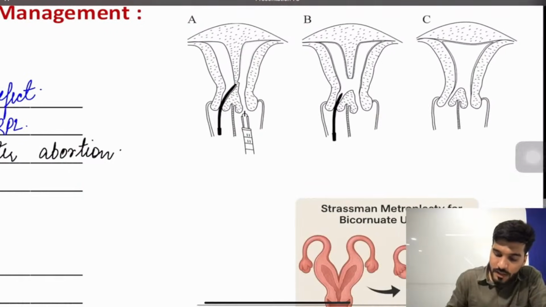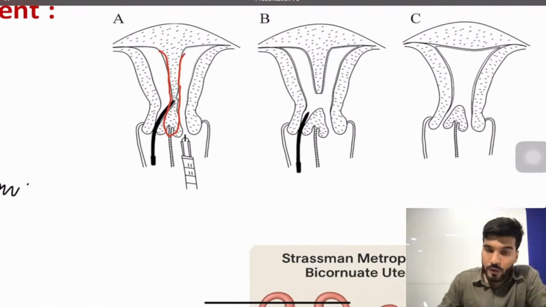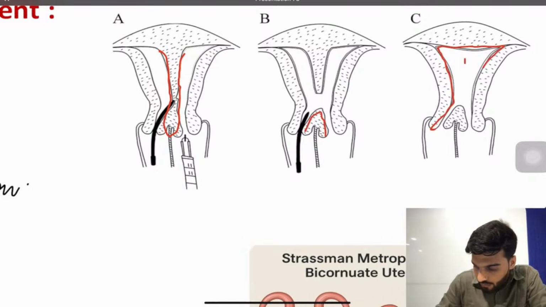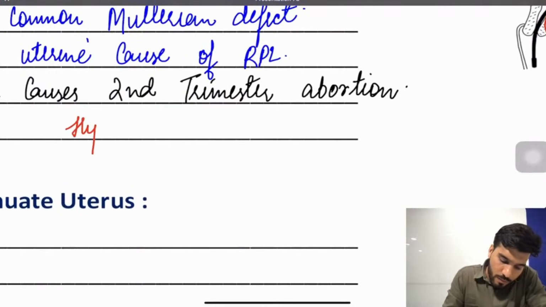What will be the management? Now look, it's a septate uterus. Okay, now what is the treatment? We go hysteroscopically and resect this part. So in this way you are resecting this part, and this is a normal uterus now. So management is hysteroscopic resection.